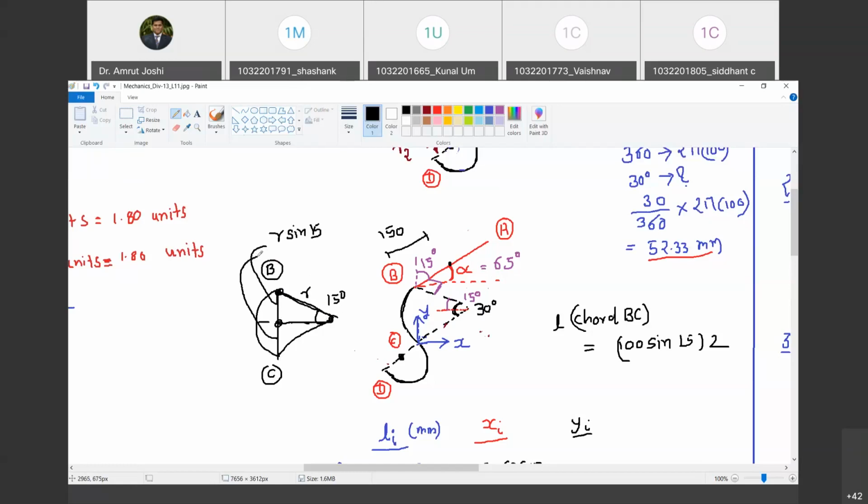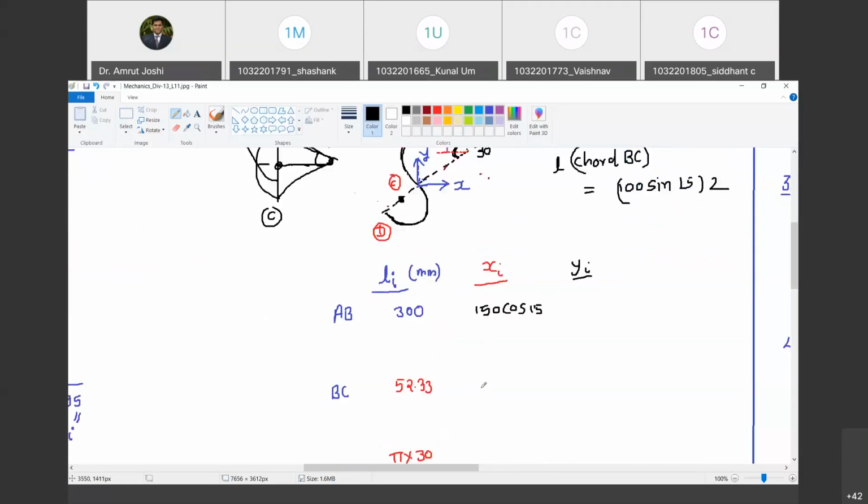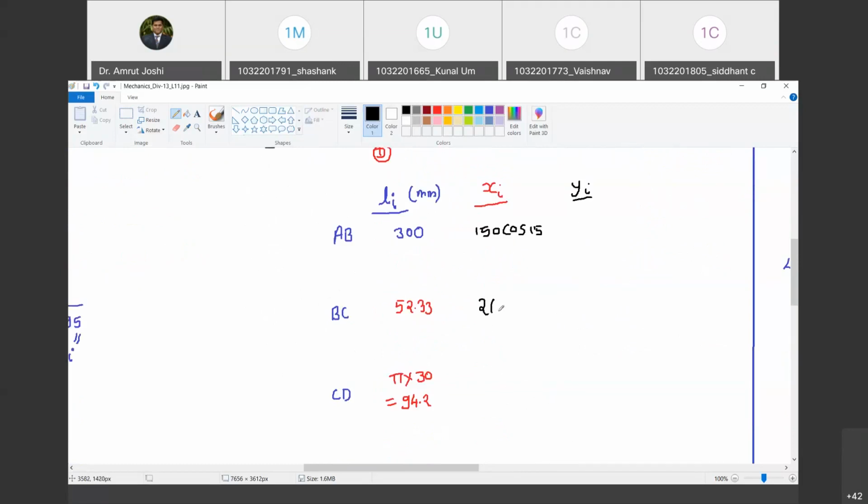How much is this distance? This is also R sine 15. So what is the total distance? R sine 15 into 2, that is 100 sine 15 into 2. Happy? And in that, I will have to add 150 sine 15. That will give me the vertical distance of centroid of AB with reference to C. So what should I write here? It is going to be 2 times 100 sine 15 plus 150 sine 15.